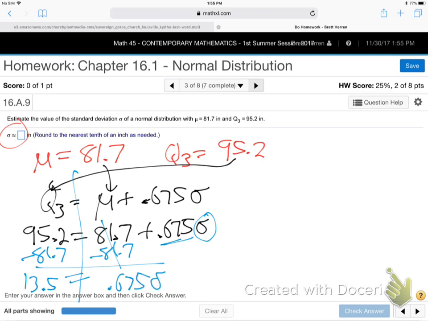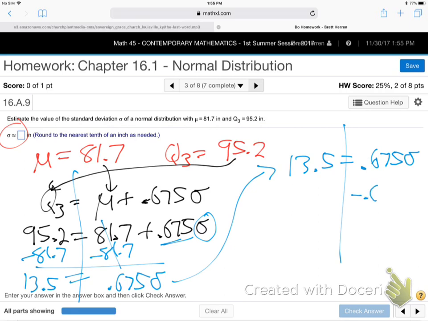Am I doing that right? Okay, good so far. Bring it over here. 13.5 is 0.675 sigma. Sigma is still saying, I want to be alone. Do I subtract the 0.675 now? Now, why do I divide instead of subtract?